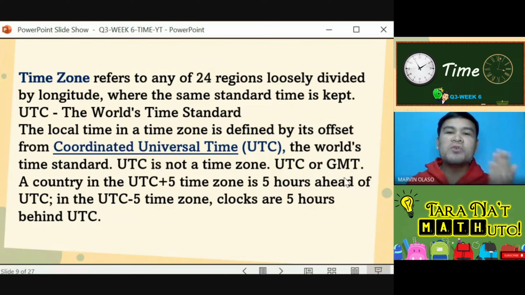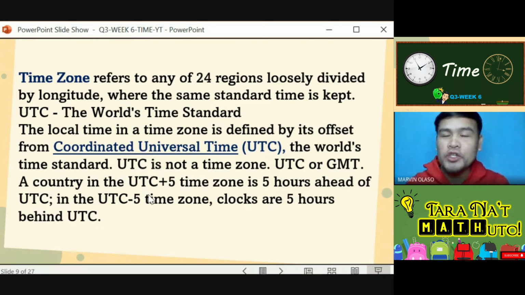Ano yung GMT? Greenwich Mean Time, which means it is the clock time at the prime meridian or a 0-degree longitude in Greenwich, England. Ayan. Kaya galing dun sa lugar. Kaya siya tinawag na Greenwich Mean Time. Here, the word mean, ibig sabihin ng mean, it means average. Okay? It refers to the fact that noon, GMT, is the moment on average each year when the sun is at its highest point in the sky at the Greenwich Meridian.